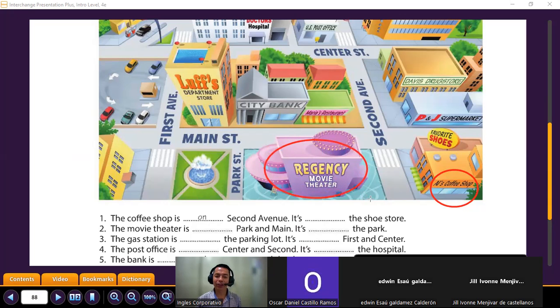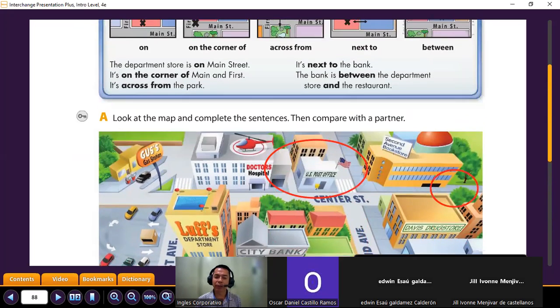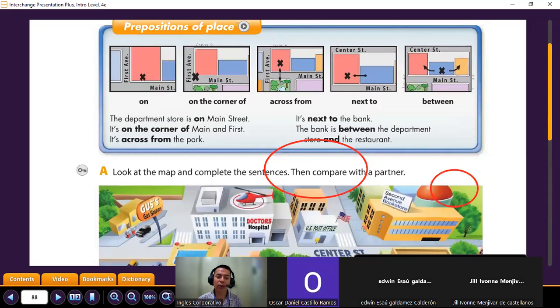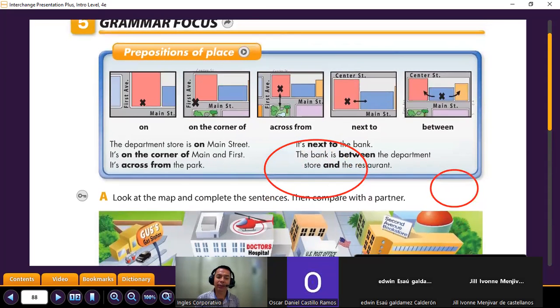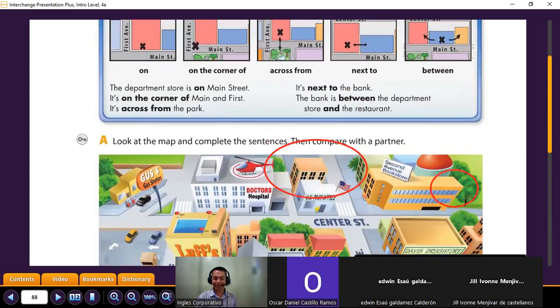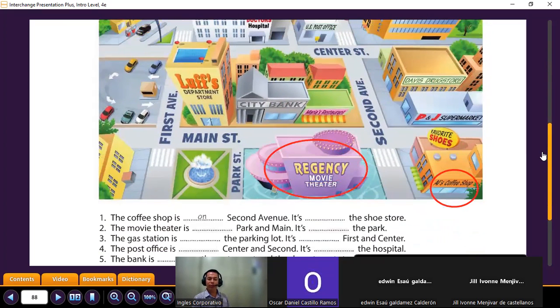Ahí está, bien grandote. Sorry. It's across from. No, but the movie theater is Park and Main, you know. Park is the name of the street. And Main is also a street, right? So what is the correct location? I will repeat. Look, on the corner of, on two streets, dos calles que se juntan en una esquina, so on the corner of. Very good, on the corner of.